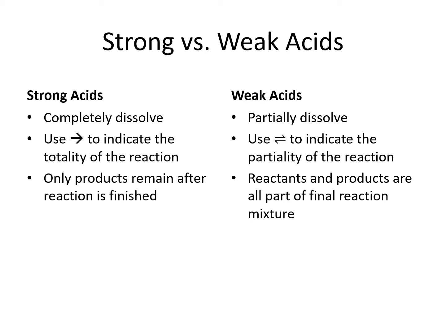Weak acids only partially dissolve. Let's say we put in 100 molecules of an acid. Maybe one of them will break up into ions, but the rest of them will stay stuck together. We're going to use half arrows to indicate that the reaction only goes part of the way. Some of the ions get broken apart, but not all of them. The reactants and products end up being in the final reaction mixture. We're not getting rid of all of the original stuck together acid and turning it all into ions. Instead, some of it stays stuck together and only a little bit of it might turn into ions.